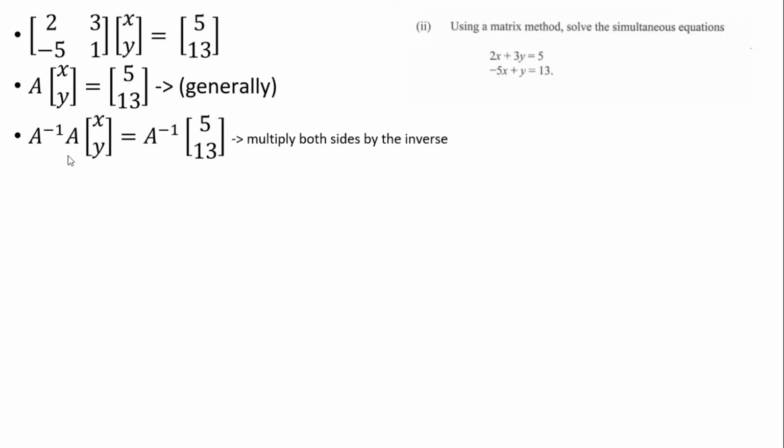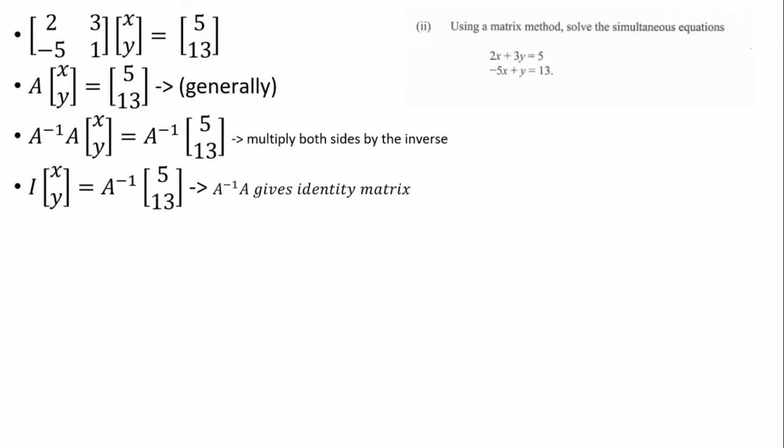So the inverse of A is multiplied by AXY, and the inverse of A is also multiplied by what is on the right hand side, if we're calling it C, which in this case is 5 and 13. What we know is that the inverse of A multiplied by A gives the identity matrix. When the identity matrix is multiplied by any matrix, it doesn't change. So the identity matrix multiplied by x and y will leave us with x and y.